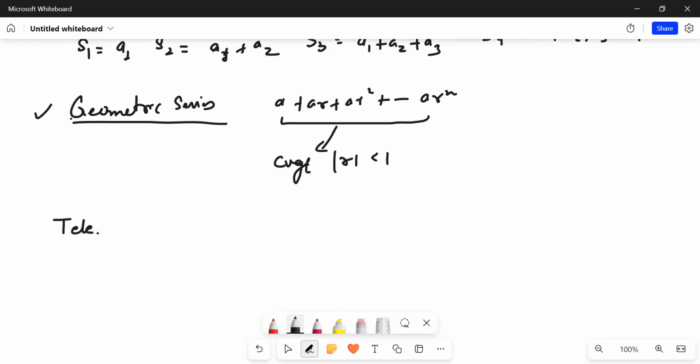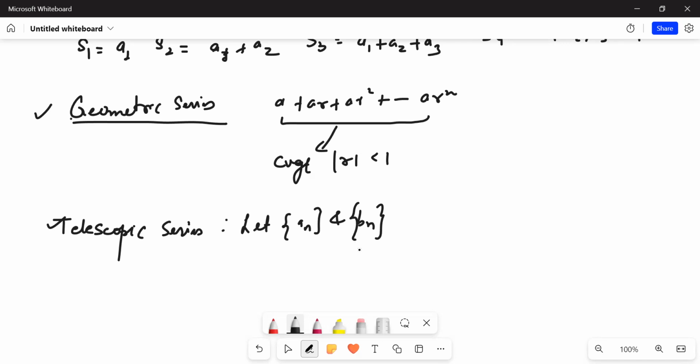Another series which I want to mention is the telescopic series. Now, what is a telescopic series? Let an and bn be two sequences such that an is given by bn plus 1 minus bn.